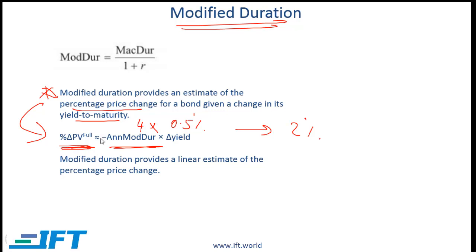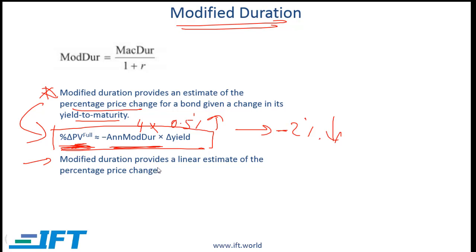You might wonder why we have the minus sign. The reason is if the yield increases by 0.5%, then the change is actually going to be negative 2%. In other words, the price of the bond goes down. The modified duration provides a linear estimate of the percentage price change. Notice that if the yield went up by 1%, then the percentage change in price of the bond would be minus 4%. So this formula is actually a linear approximation.